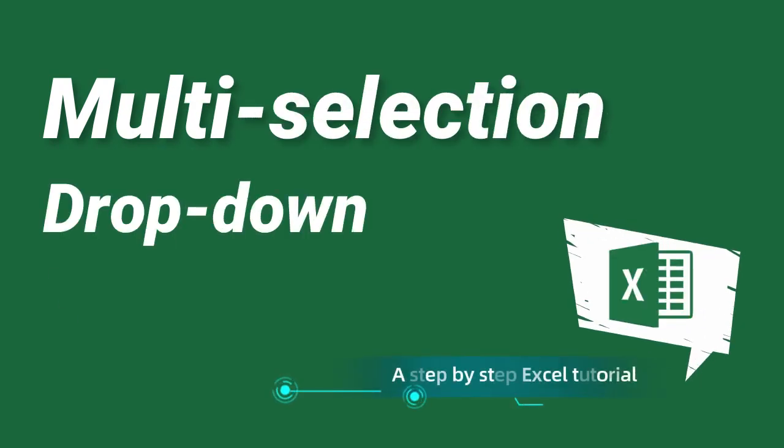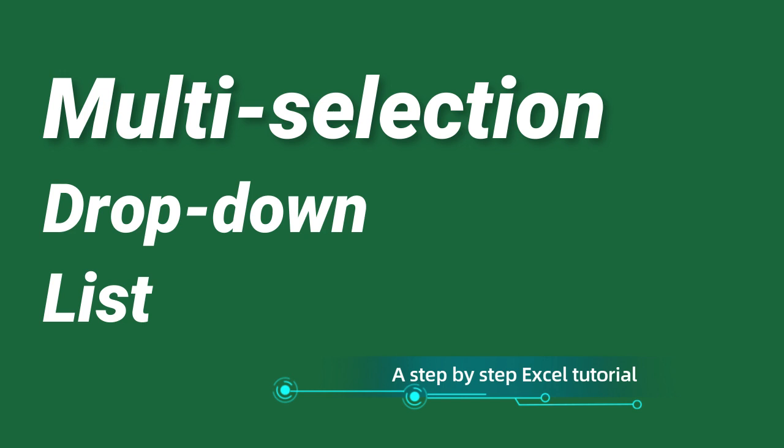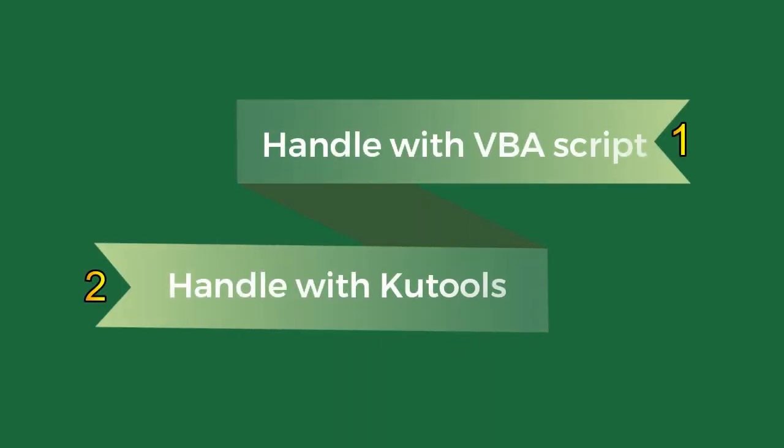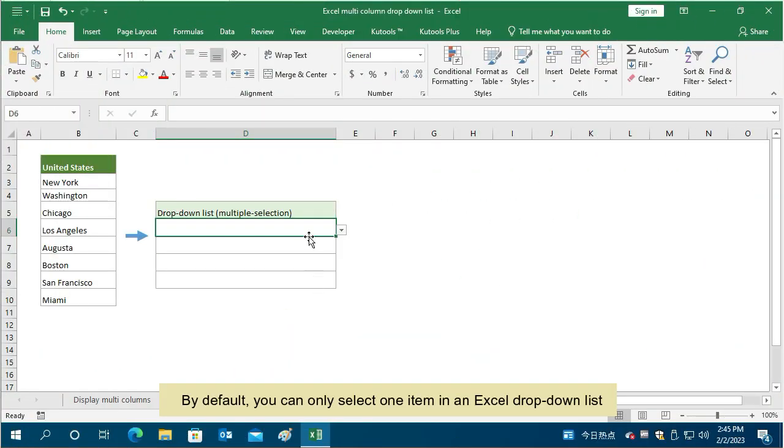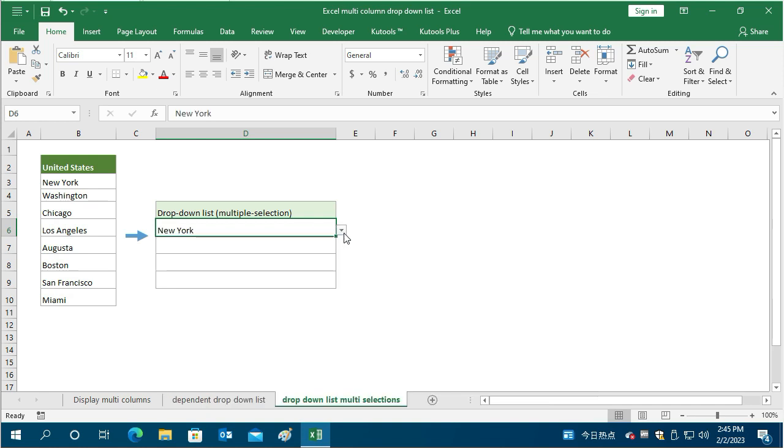In this video, you will learn how to make multiple selections in drop-down list in Excel with two methods. Now let's start with the first method, using VBA script to make multiple selections in drop-down list. By default, you can only select one item in an Excel drop-down list.